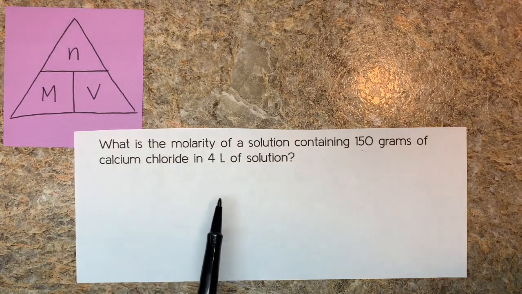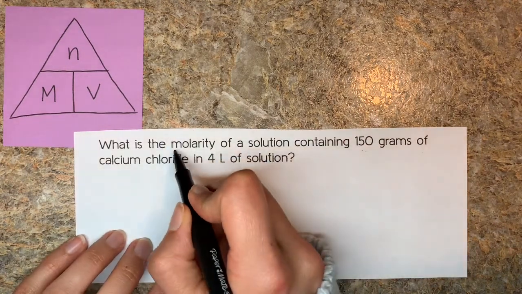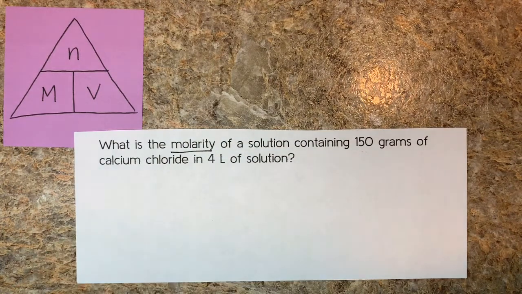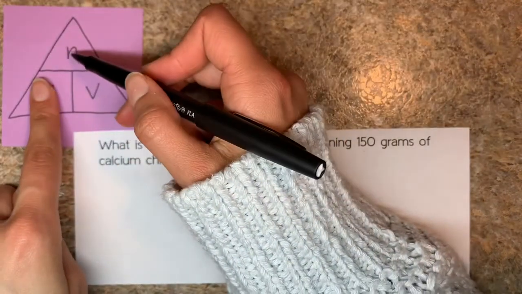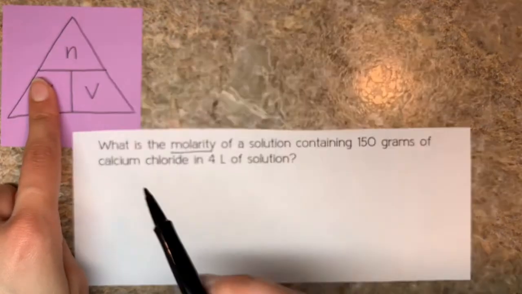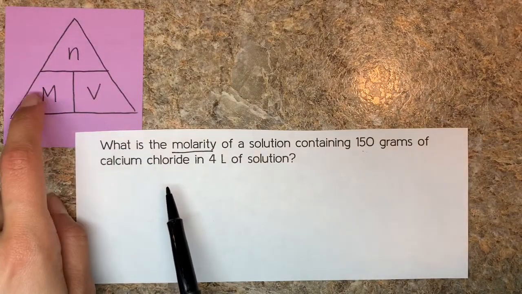What is the molarity of a solution containing 150 grams of calcium chloride in 4 liters of solution? Again, I'm going to go through the problem and figure out what my unknown value is. It looks like we are again looking for molarity. Molarity is M, so we cover that up on our triangle. That means that N divided by V will give us our molarity.